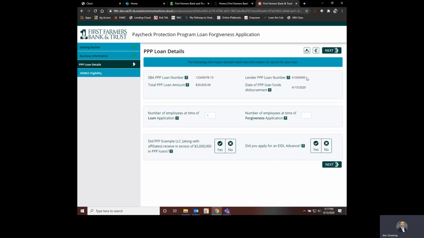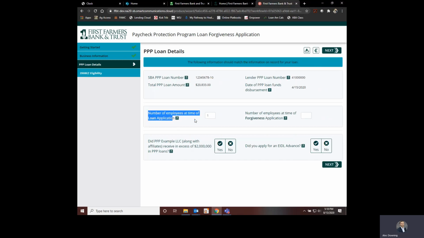Lender PPP loan number. This is the loan number that is on our system and in our books. So this is the number that you should refer to if you have any questions about the loan and you're talking to someone from First Farmers. This is the number they'll be familiar with. Date of the PPP loan funds disbursement. This should be the date that those funds are either sent to you by check, deposited into your account, or wired to your account.